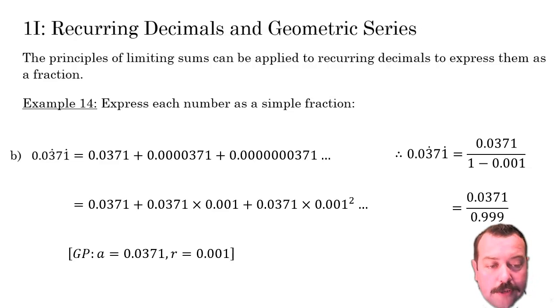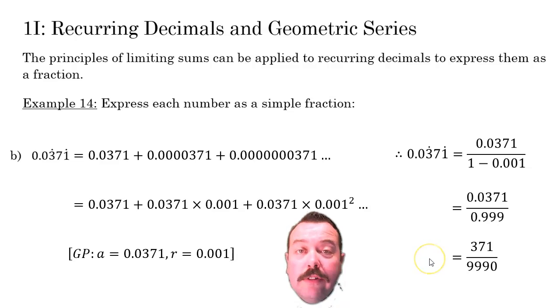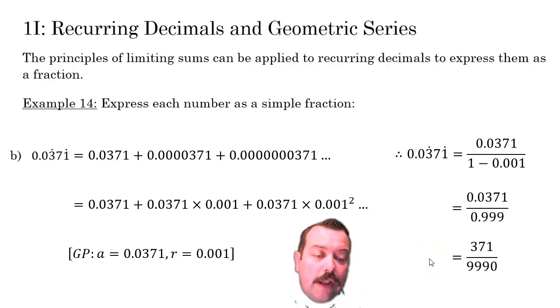Now the limiting sum, a over 1 minus r, is 0.0371 over 0.9999. Multiply top and bottom by 10,000, and I get 371 on 9,990. I don't think that's going to simplify down. That's the end of the story. The good thing about doing these, they're fairly easy to check on your calculator. Just punch in 371 divided by 9,990 and hopefully you get the recurring decimal.